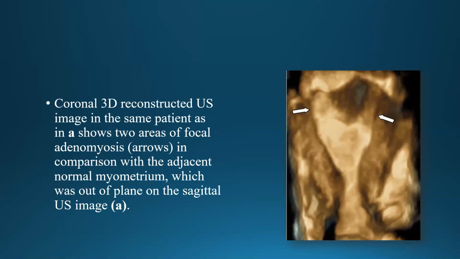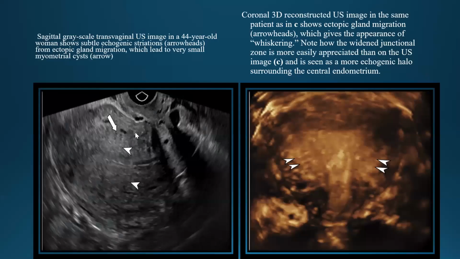We found two areas of focal adenomyosis, and there is an adjacent normal myometrium in the plane of the sagittal ultrasound image. Again, this is a sagittal transvaginal ultrasound for a 44-year-old woman. It shows subtle echogenic striations. These subtle striations, these are the arrowheads. This represents the subtle striations in the ectopic endometrial glands.